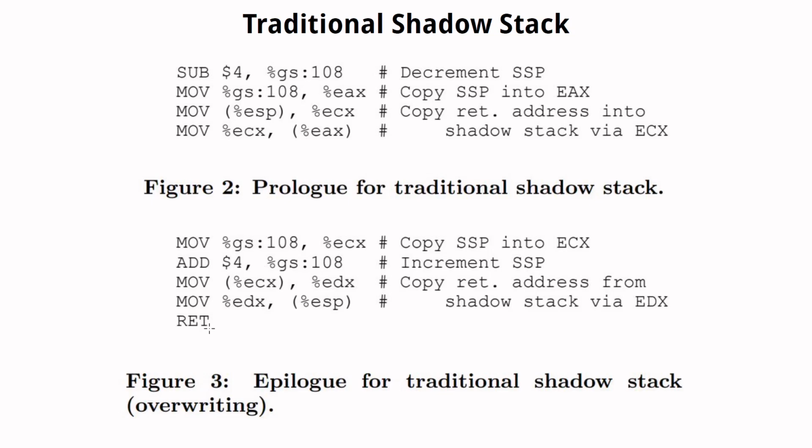So this is the implementation of a traditional shadow stack. As you can see, at least four instructions are instrumented at the beginning of a function and also four at the end of the function, right?